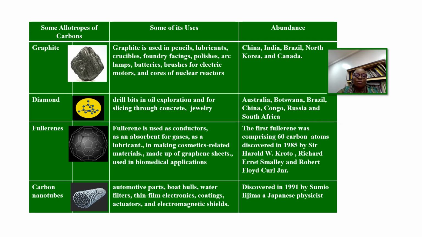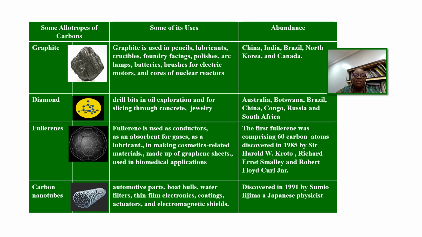Some allotropes of carbon. Allotropes are elements that can exist in 2 or more forms with differences in their physical properties. And carbon is an example of an element that can exist in more than one form. Carbon can exist as graphite, as diamond, as fullerenes, and recently as carbon nanotubes.